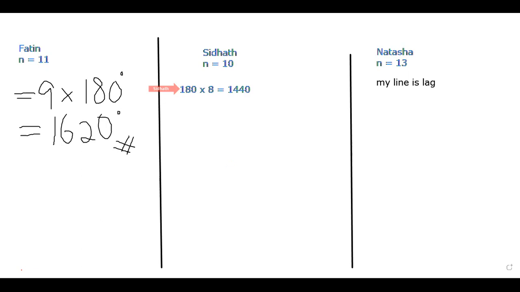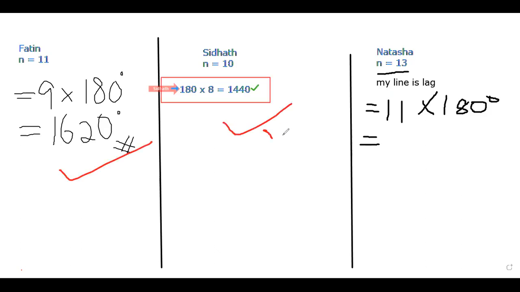So can we all help Natasha? Natasha, your n is 13. So your total angle inside would be 13 minus 2, which is 11, times 180. That means there are going to be 11 triangles inside this shape. And can you please tell me what's the answer? 11 times 180. So this is correct. Well done. 1980. So girls and guys, you have done it well.